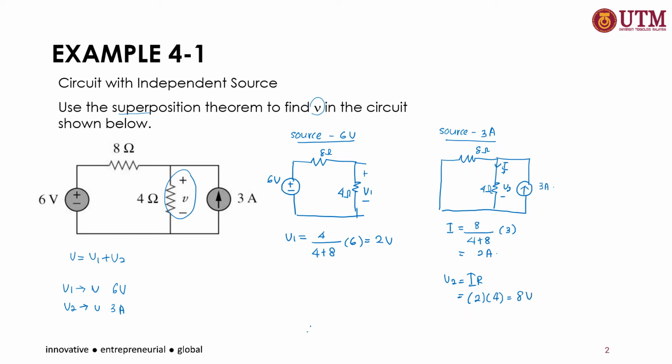So now V is equal to V1 plus V2, where V1 is 2 volt and V2 is 8 volt. So we get 10 volt.